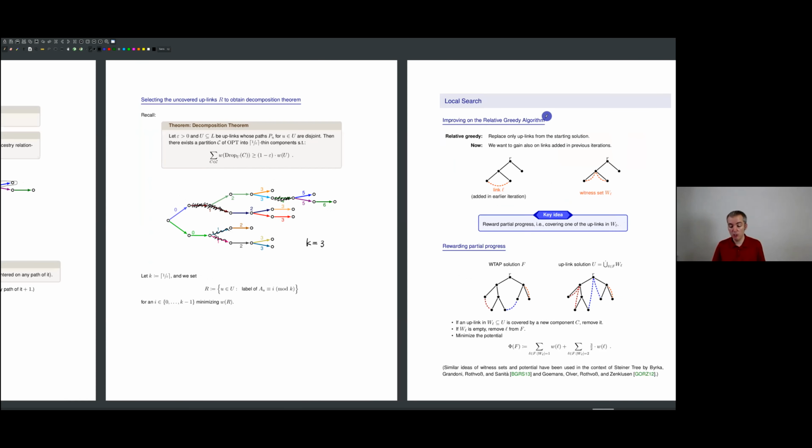And last but not least, it turns out one can actually do a local search approach that gives you 1.5. One issue with the relative greedy is, as you saw in the analysis beforehand, we only improve on the uplinks. We disregard the other links that we already included. But what one can do is extend the analysis by using a concept called witness sets coming from Steiner tree. And this will lead to a local search procedure that also can improve on links you added previously that were not uplinks, leading to a 1.5 approximation.